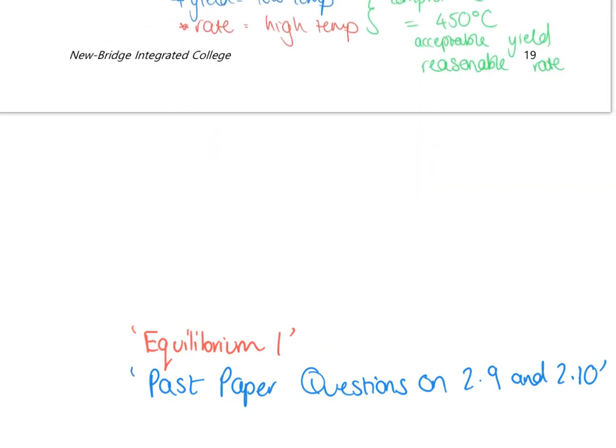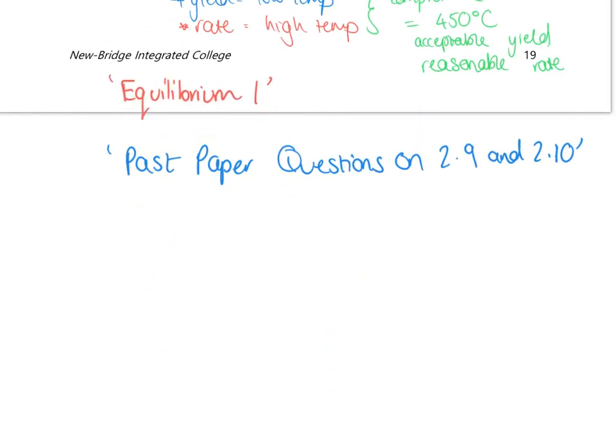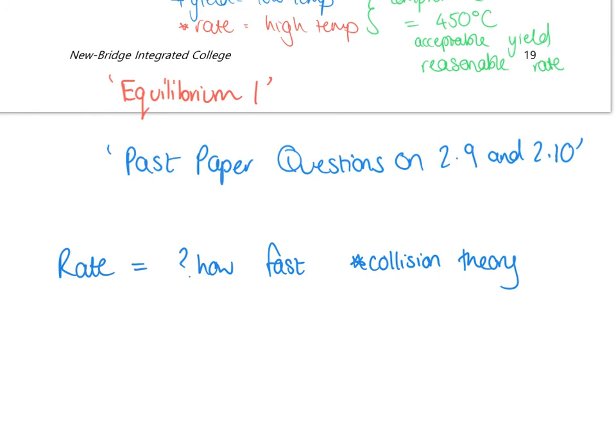So think again, the idea of rate is how fast a reaction is happening. So make a couple of wee notes here. So when you're talking about rate, you're thinking how fast, and you're thinking about collision theory is how you're going to explain your answers.